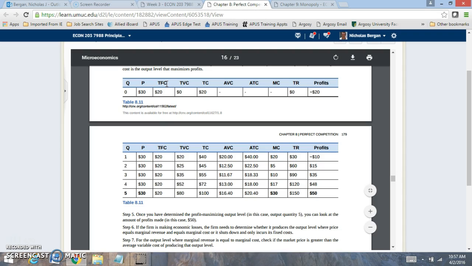You'll also notice that the total fixed costs are the same. And when total fixed costs are the same, that will create advantages as well because you're able to estimate the costs that are present in the market.